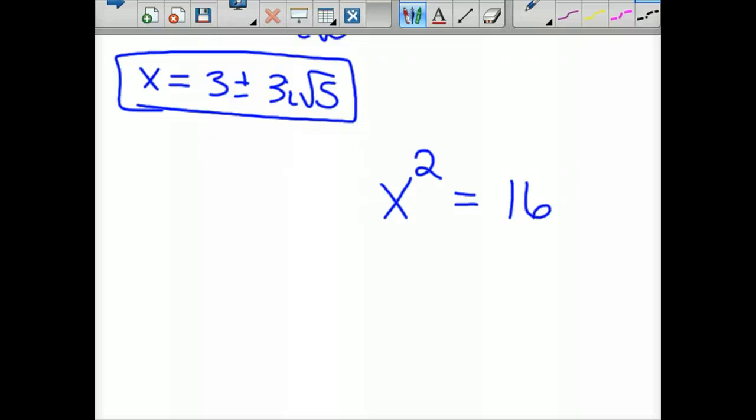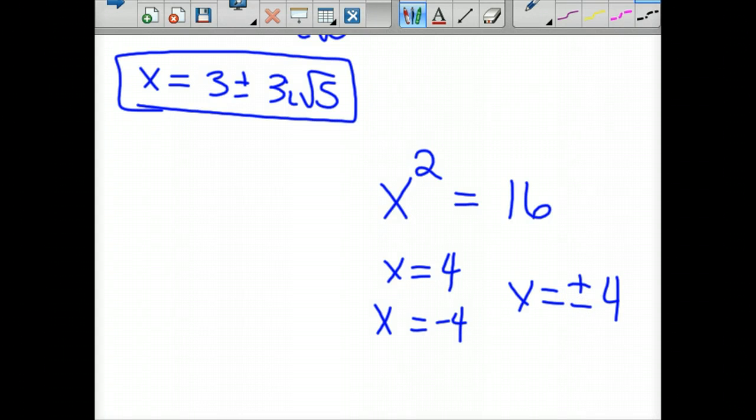And so when x squared is equal to 16, it could be 4. You automatically think, oh, well, 4 squared is 16, and so we know one of our answers is 4. But there's also another one, and that's negative 4, because every time you square a number, it becomes positive. So in this case, you have to have x equals plus or minus 4.